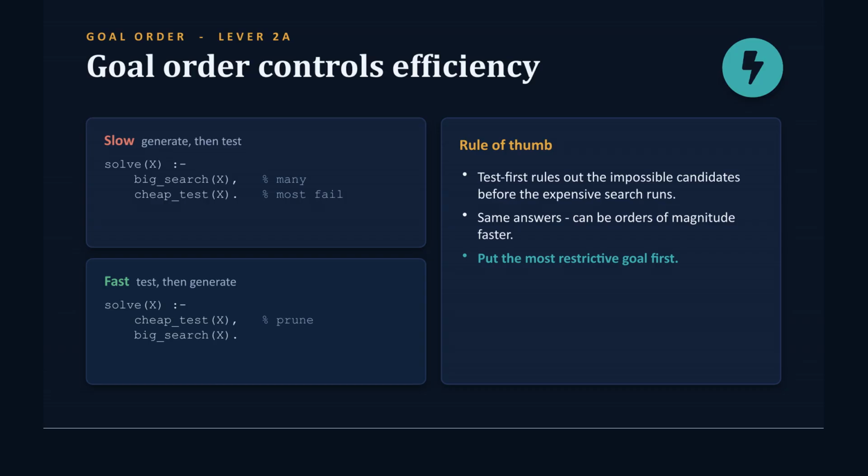Clause order chooses which answer comes first. Goal order, the order of the conditions inside a single rule, controls how hard Prolog works to find it. Imagine a rule with two goals. One searches a huge space of candidates, the other is a cheap test that most candidates fail. If you write the big search first, Prolog generates every candidate and tests them one by one. If you write the cheap test first, it rules out the impossible candidates before the expensive search even begins. Same answers, but the second ordering can be orders of magnitude faster. The rule of thumb: put the most restrictive goal first.